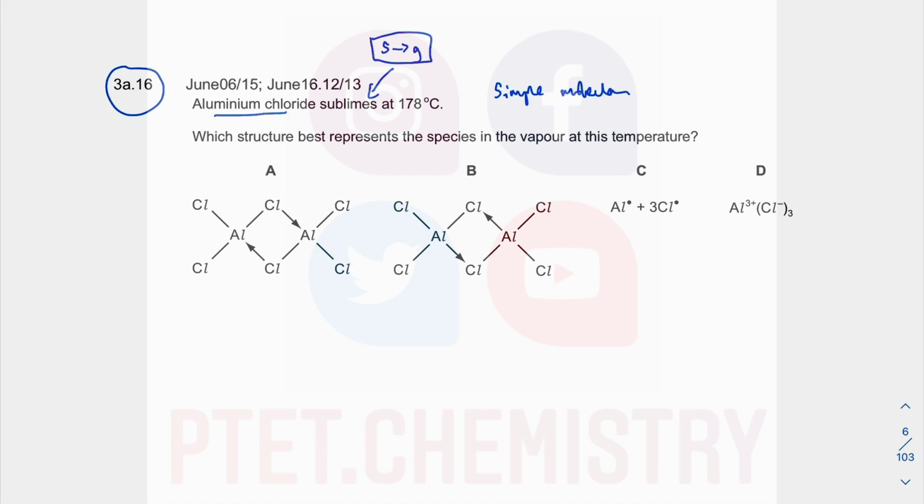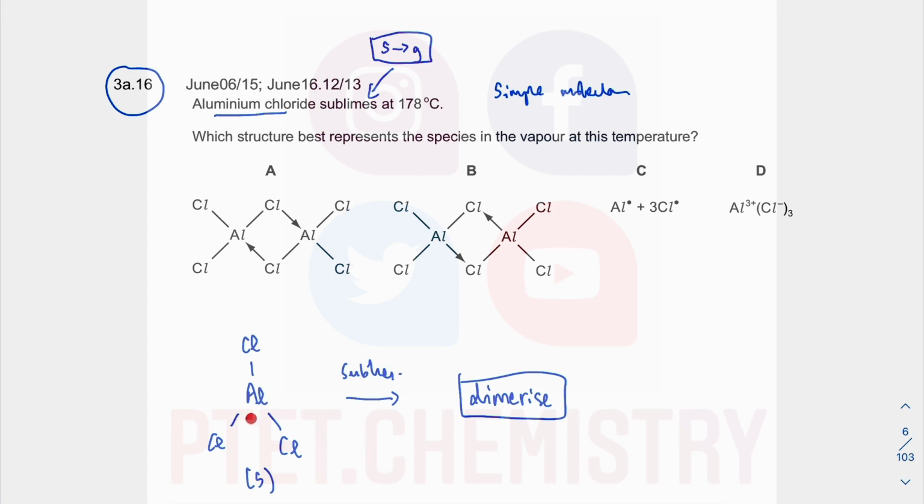So AlCl3 as a solid is most likely going to be like this because it's simple molecular, okay? But then when it goes to gas, when it sublimes, it will dimerize, okay? Dimerize means two of it will come together and give you a structure that looks something like this, where it will not be radical, it will not become ionic all of a sudden, because you start off from simple molecular, you don't become ionic all of a sudden.